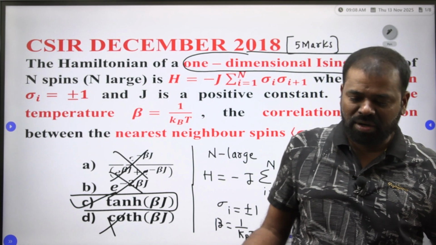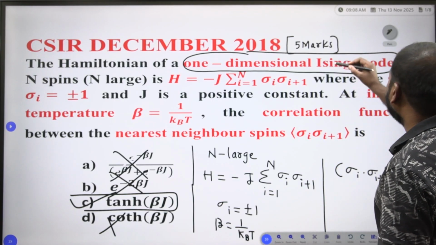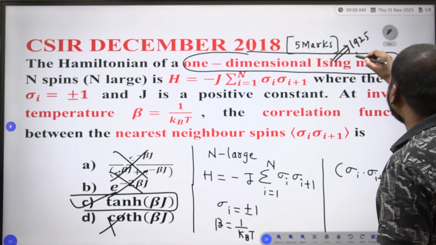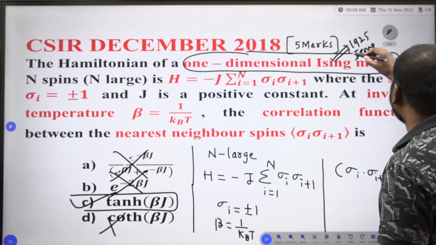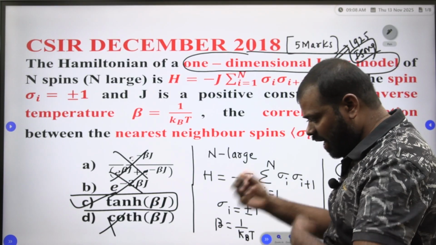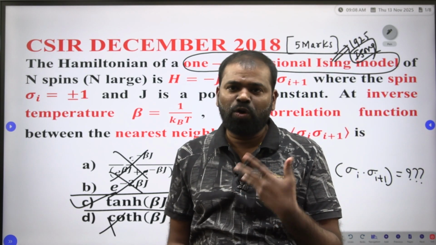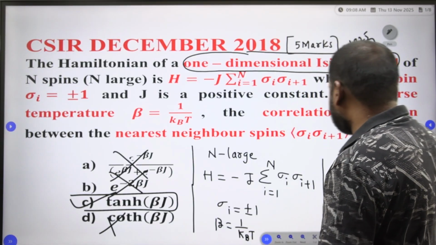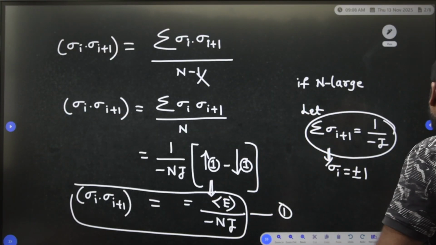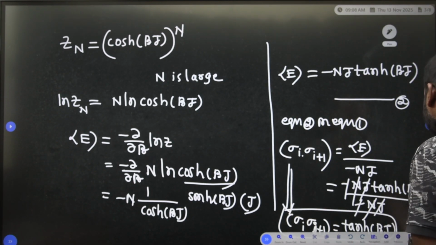So, very simple. This is the Ising model. Who discovered this Ising model? In 1925, Ising discovered this Ising model. In the one dimensional Ising model, the spins are randomly oriented, so it won't exhibit ferromagnetism. It is approximately equal to paramagnetic substances.